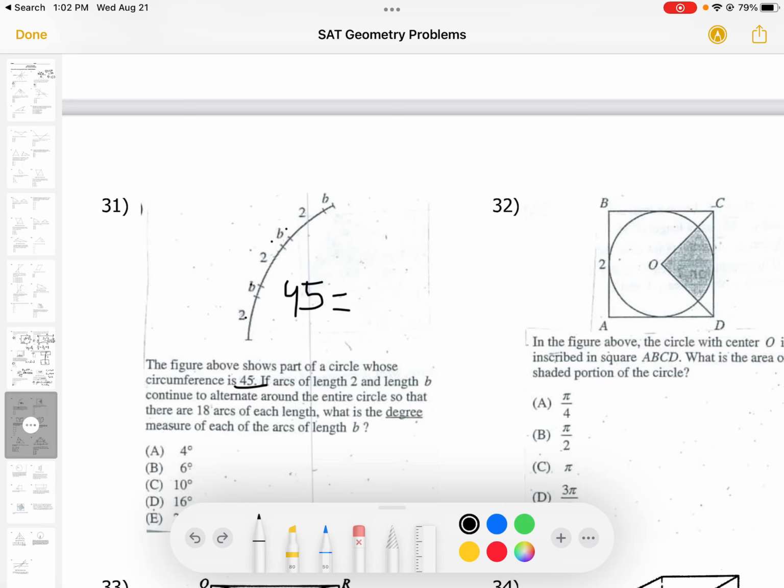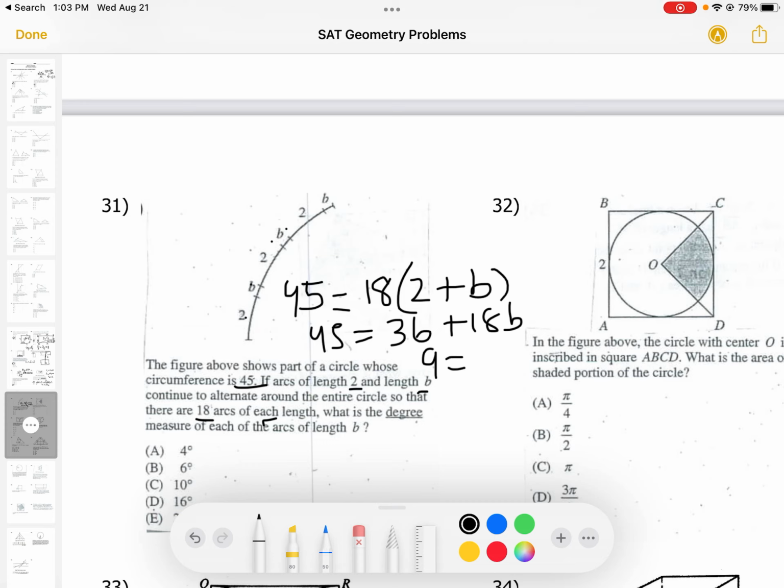And it says if arcs of length 2 and length b continue to alternate around the entire circle so that there are 18 arcs of each length, what's the degree measure of each of the arcs of length b? Okay, so it's just the arcs of length 2 and b going around the entire circle 18 times each. So this is just equal to 18 times 2 plus b. So we can solve for b here. All right. We know 45 is equal to 36 plus 18b. 9 is equal to 18b, so b is a half.